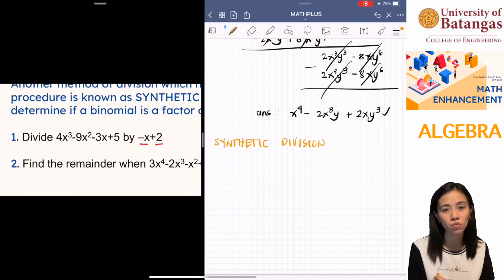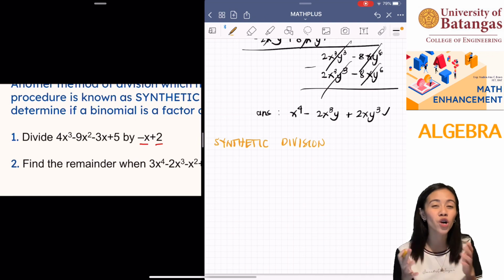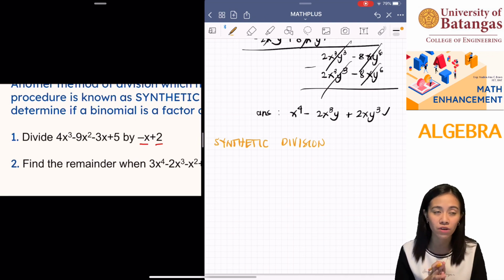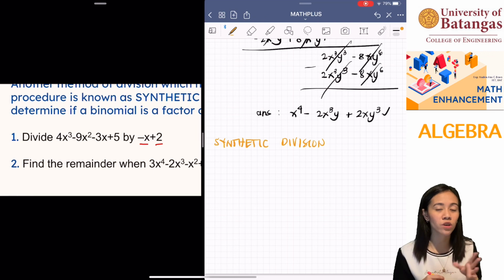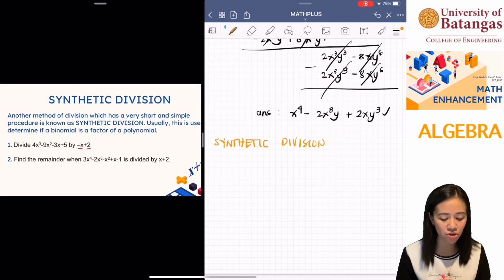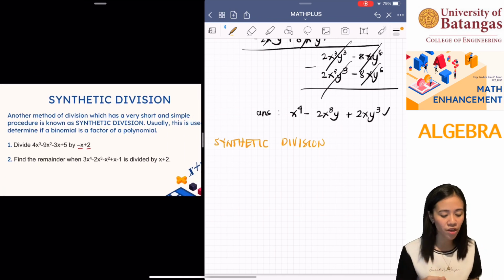Ibig sabihin, binomial yung iyong divisor. So, ito, negative x plus 2. Tapos, first degree siya. Yun yung normal na ginagawa natin or ginagamit natin for synthetic division. Although there are studies na nagkaroon ng improvements or discoveries with solving for synthetic division. Minsan kahit quadratic ata meron na. So, this is another method of division which is very short and simple, and we call this synthetic division.